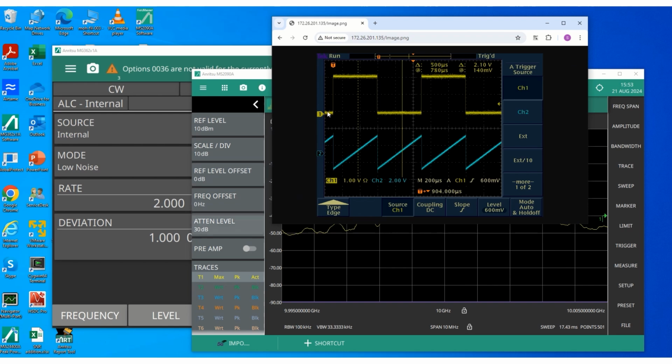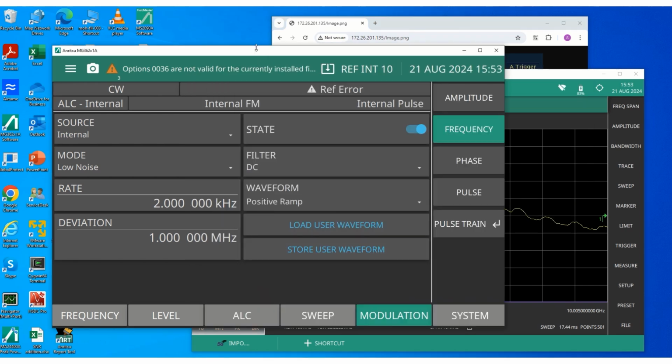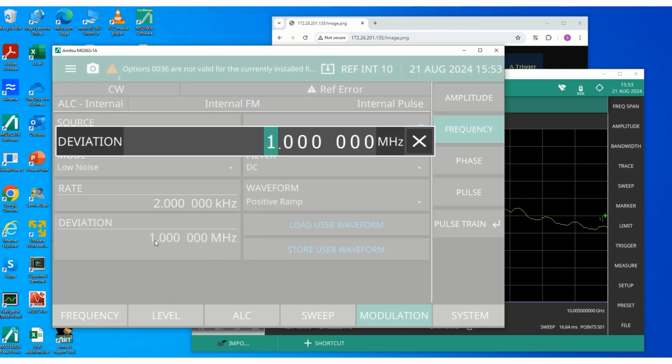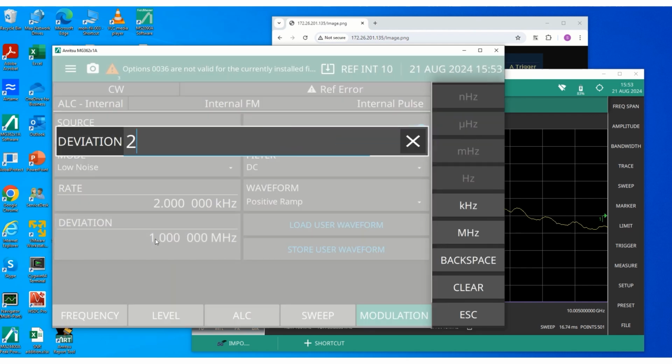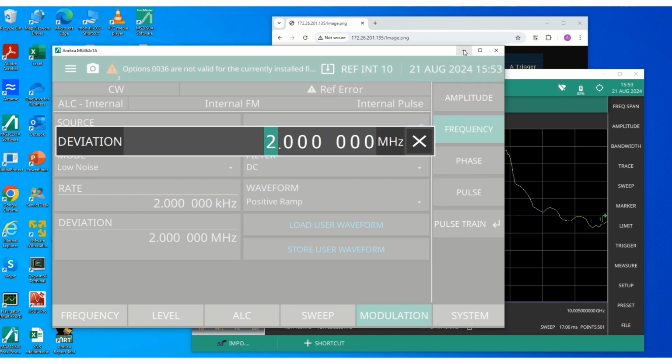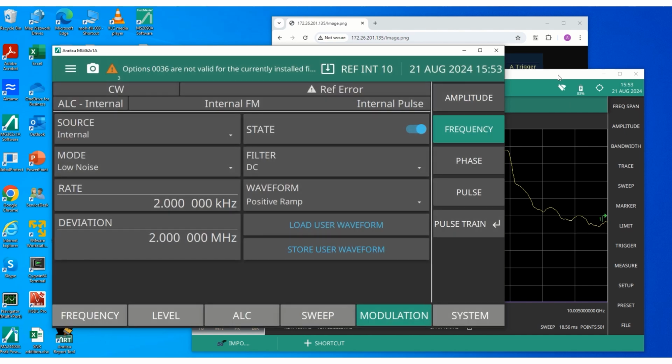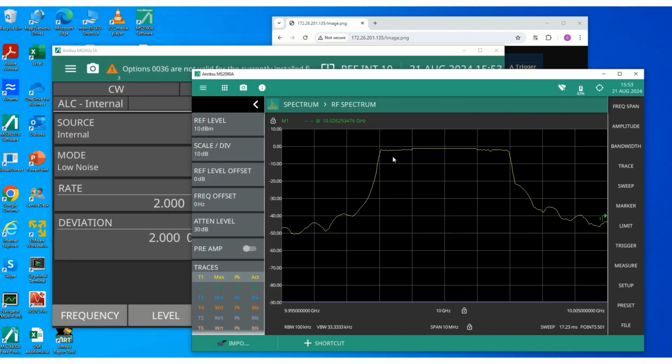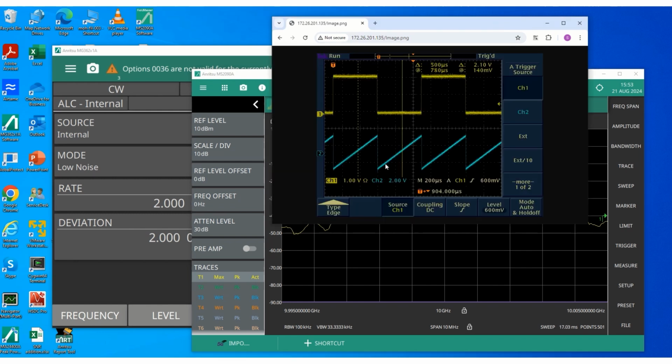Now if you want to increase the deviation, if you want higher deviation, let's say you set it to 2 megahertz, okay, and then we go back to the spectrum analyzer, it will show you a plus minus 2 megahertz swing here, right? And all that is happening within this on period, so you get a chirp of plus minus 2 megahertz deviation.